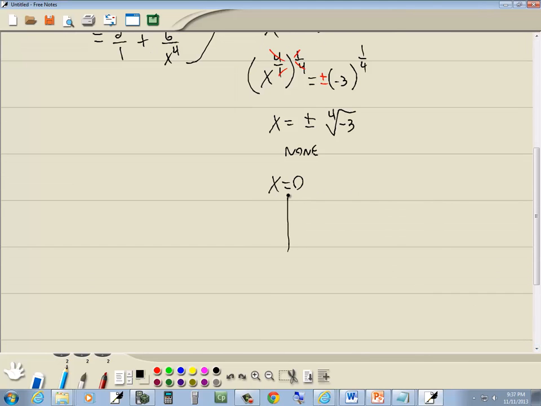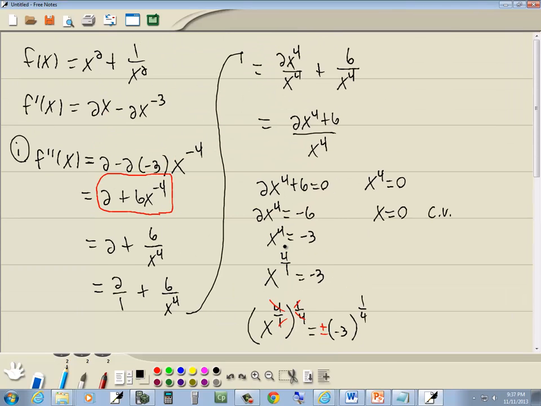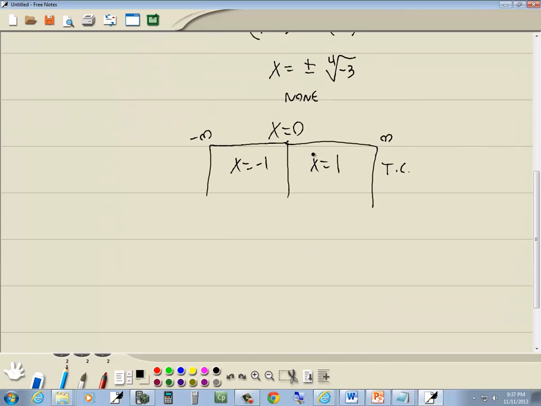I want to build a table of intervals. Clear over here is negative infinity, clear over here is positive infinity. We want to choose test cases, something between negative infinity and 0, like negative 1. Something greater than 0, like 1. Now we want to plug those into our second derivative. But look at this right here. X to the 4th. When you have an even power, it's always positive. Up here we got x to the 4th. So that's always positive. 2 times a positive number is positive, plus 6 is still positive. Divided by a positive number is positive. So it does not matter what we put in there. It's always going to be positive.